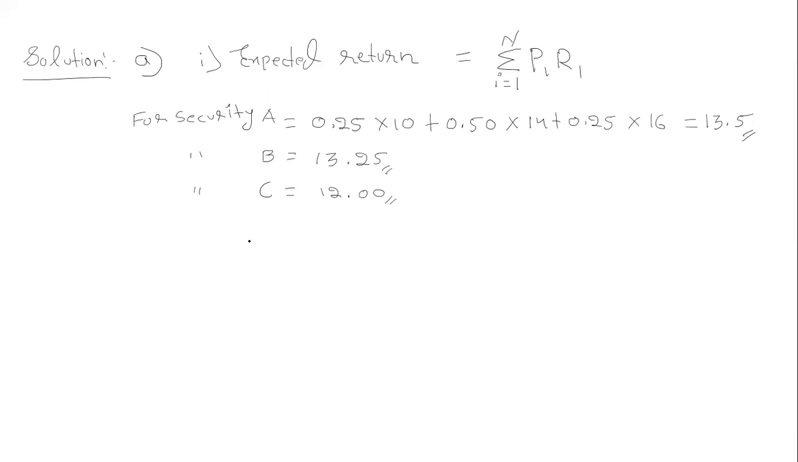Okay, now we have calculated the expected return. Now he is asking for the variance. So variance, we know the formula. The standard deviation square, sigma squared, is equal to summation i equal to 1 to n of P_i, that is probability, times R_i, the return, minus R bar, that is the expected return that we have calculated, squared. So first we will calculate it for security A.